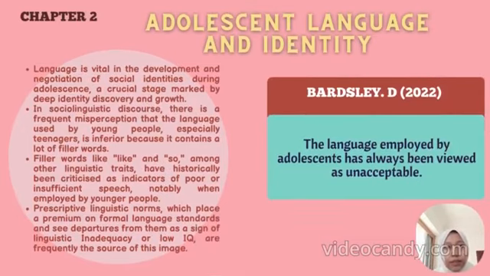Okay, so language is vital in the development and negotiation of social identities during adolescence, a crucial stage marked by deep identity discovery and growth. In sociolinguistic discourse, there is a frequent misperception that the language used by young people, especially teenagers, is inferior because it contains a lot of filler words. Filler words like "like" and "so," among other linguistic traits, have historically been criticized as indicators of poor or insufficient speech, notably when employed by younger people. Prescriptive linguistic norms, which place a premium on formal language standards and see departures from them as a sign of linguistic inadequacy or low IQ, are frequently the source of this image.